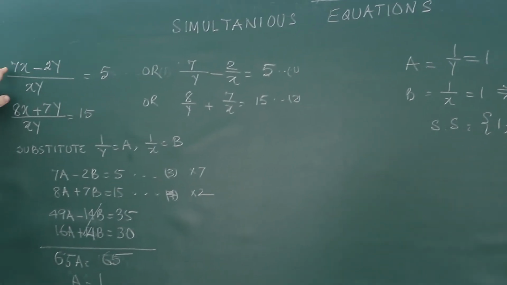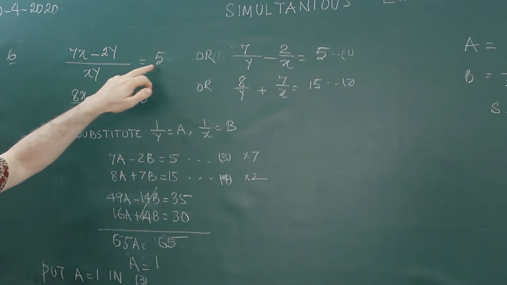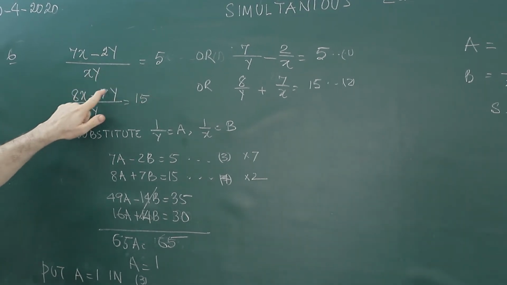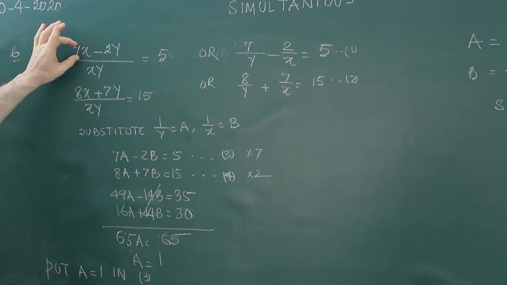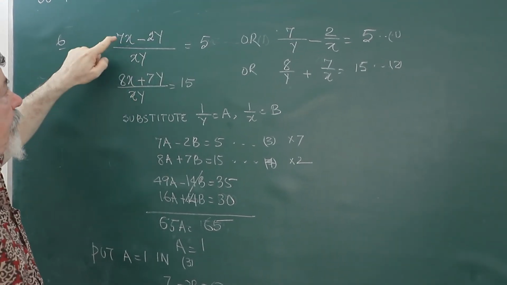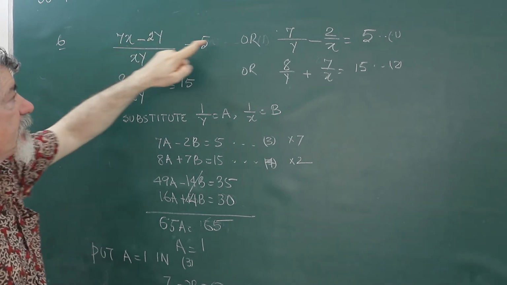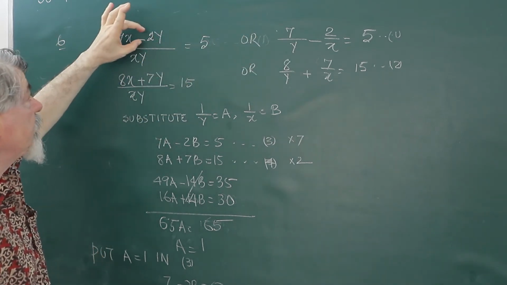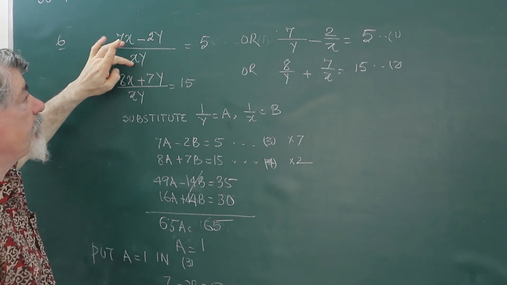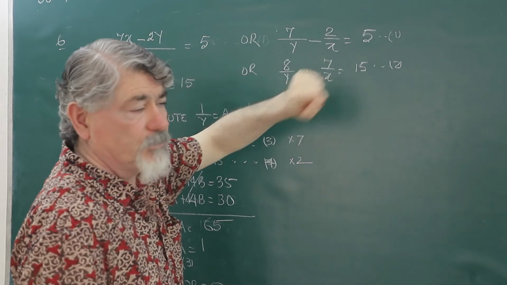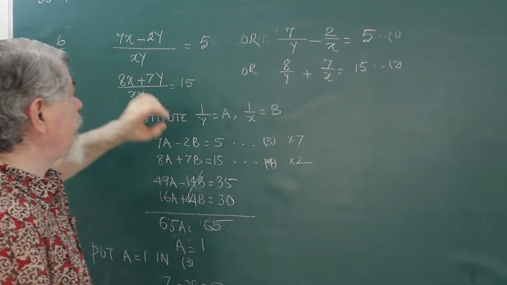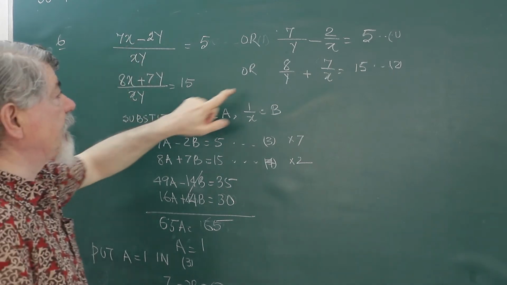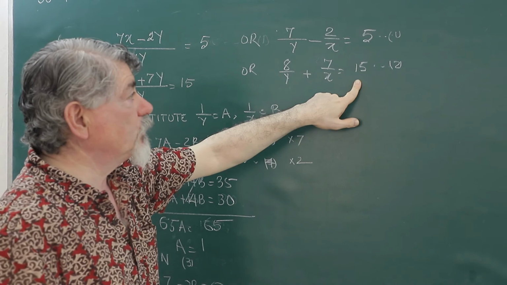I have a question where (7x minus 2y) upon xy is equal to 5, and (8x plus 7y) upon xy is equal to 15. This is a little different, but we can change it to the same format. What we do is divide 7x by xy. If you divide 7x by xy, you will get 7 upon y. Minus 2y divided by xy will give you minus 2 upon x is equal to 5. 8x divided by xy will give you 8 upon y. 7y divided by xy will give you 7 upon x is equal to 15.